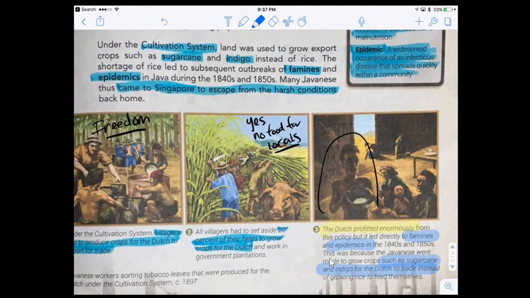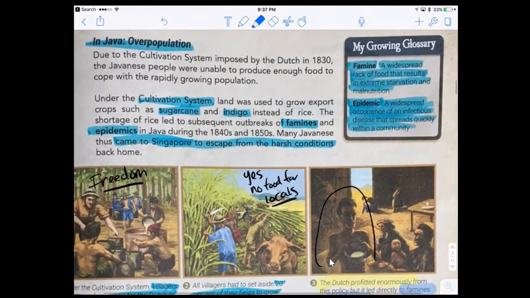So a famine arose. This system of giving crops to the Dutch instead of producing food for local people is called the cultivation system. So they grew sugarcane and indigo instead of rice, which leads to famine epidemics in the 1840s and 50s. So what do people want now? They have to run away, correct?